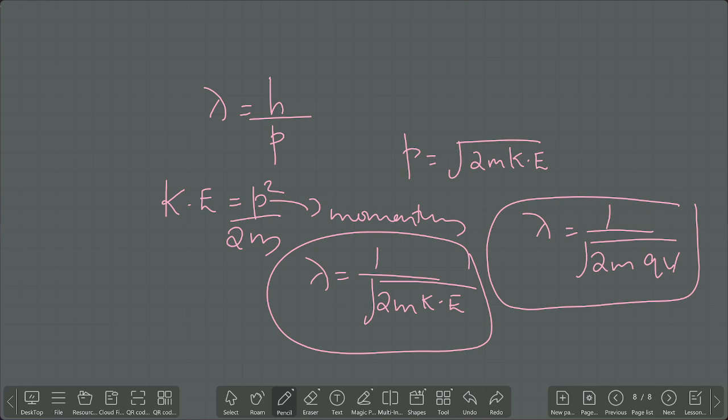Two equations, what are they? Lambda is what? 1 by root 2m kinetic energy, 1 by root 2m QV. Is it clear? This is for electron.